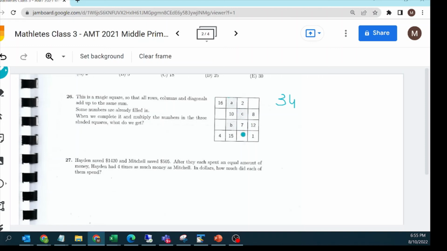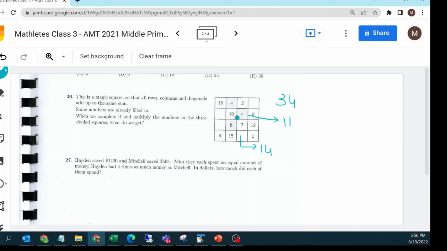So with this column we definitely do not know the value of it, but we do know the total of the row. So 15 plus 4, 19, 19 plus 1, 20. So this value would be 34 minus 20, 14. Okay, so we know this is 14, and 14 plus 7, 21 plus 2 is 23, right? So the value of C would be 34 minus 23, which is 11.